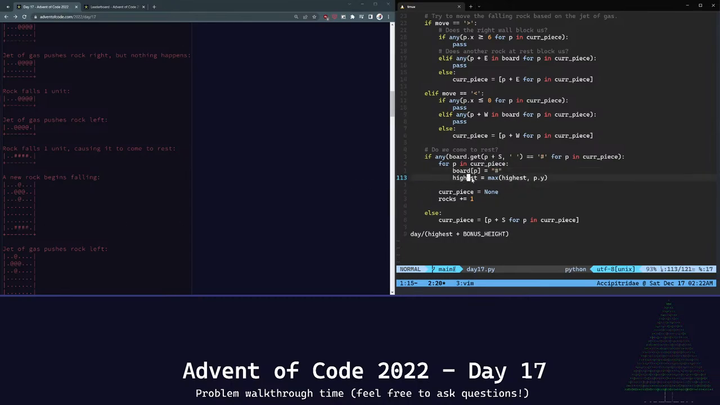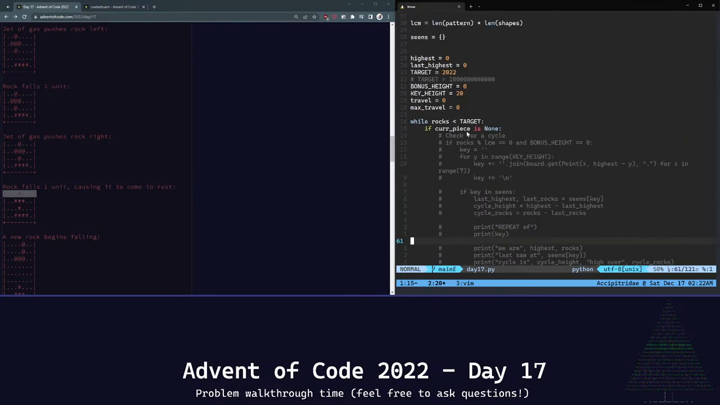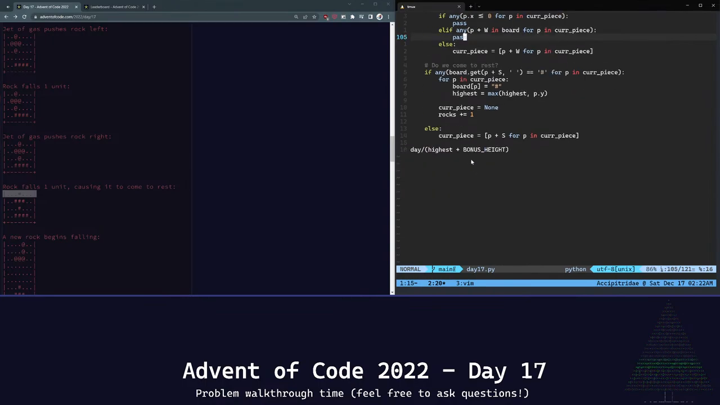And we also track what the current highest point is, because the current rock coming to rest might have created a new high point, like here. The high point used to be here, but when this comes to rest, the high point is up here now. So we track that here, then we reset the current piece to nothing so that it'll get drawn up again here. And then we also increment the number of rocks that we're at. Otherwise, if we don't come to rest, we just fall down one. And because of this check, we know that we can always move down one successfully. Great.